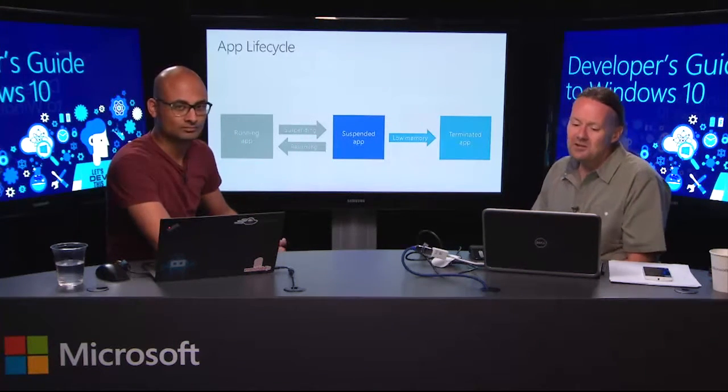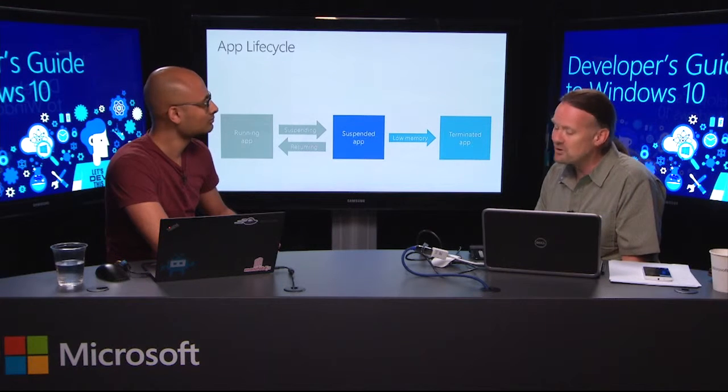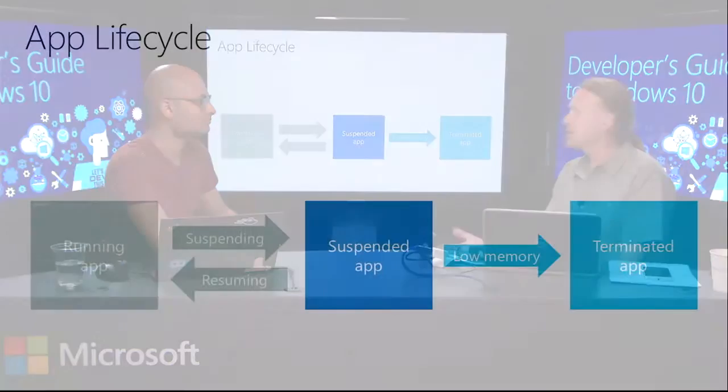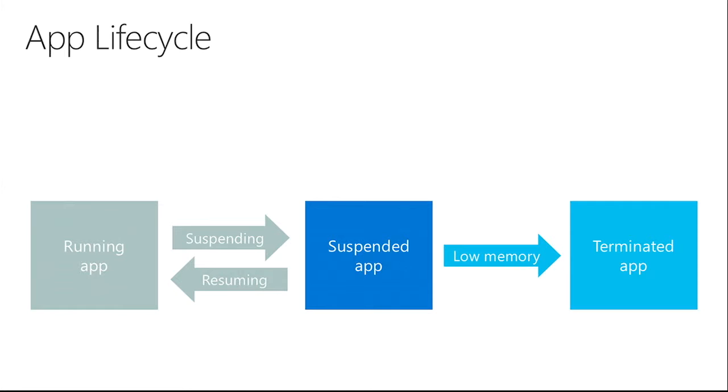So the three states you really need to worry about for a foreground app: it starts, and one that's not shown is not running. Not running isn't really a state, you don't do anything at that point. Then it is running, but then you could be suspended if it loses focus or the system goes into a low power state.